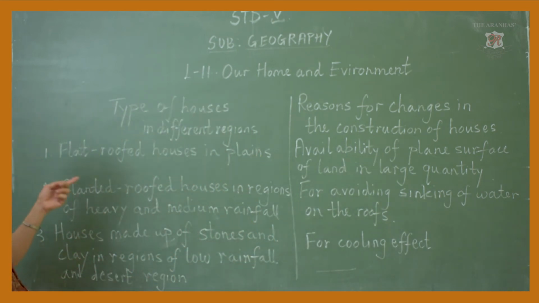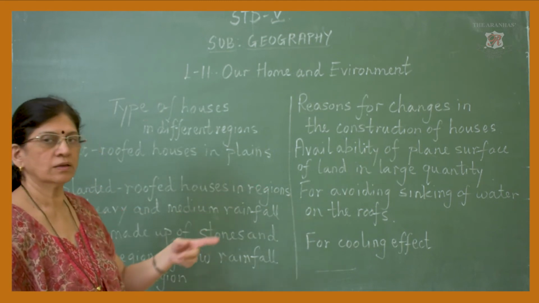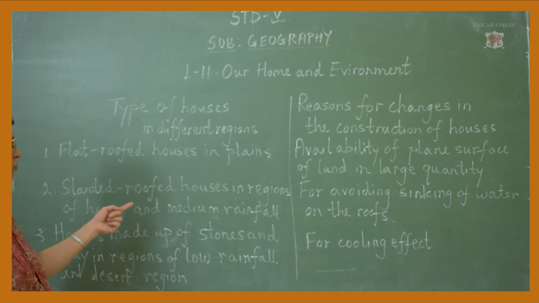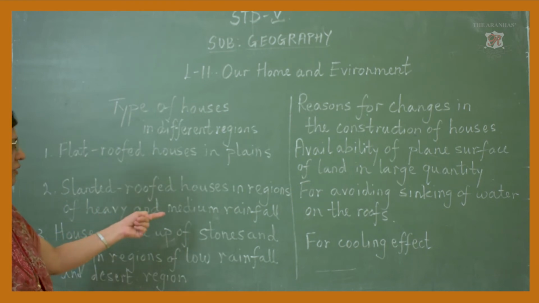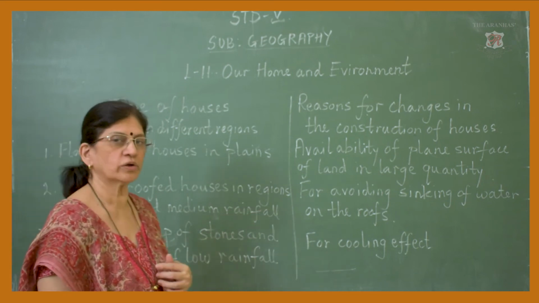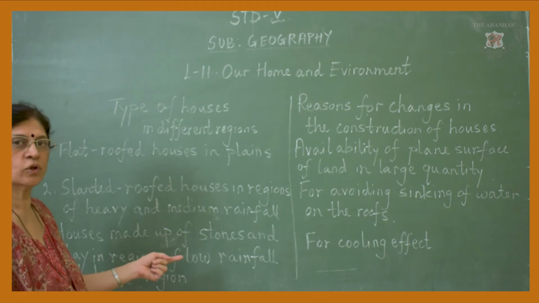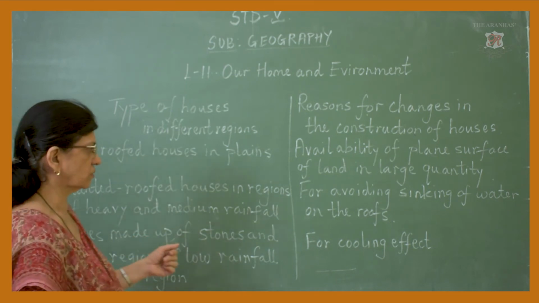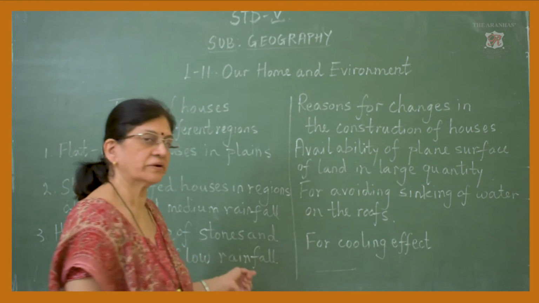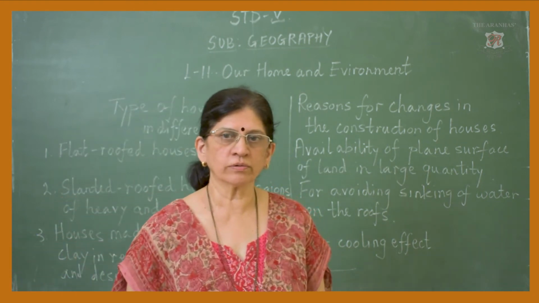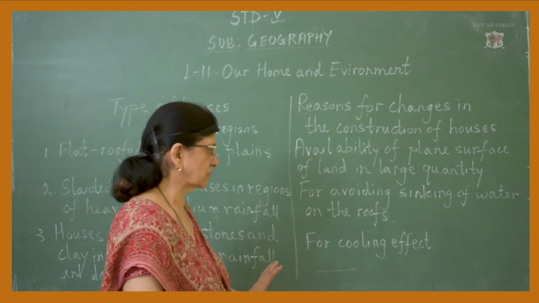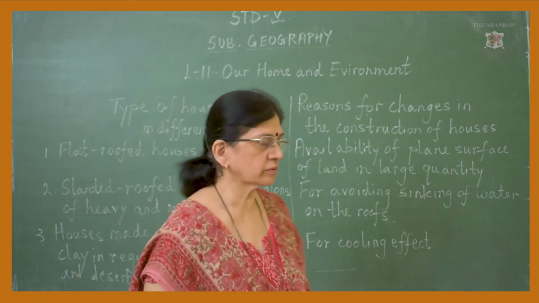First one is flat roof houses in plains. Flat roof houses are built because there is availability of plain surface of land in large quantity. Then slanted roof houses in regions of heavy and medium rainfall for avoiding sinking of water on the roofs. Houses made of stones and clay in the regions of low rainfall and desert region for cooling effect. During the day in the desert it is extremely hot, so such type of houses give a cooling effect.